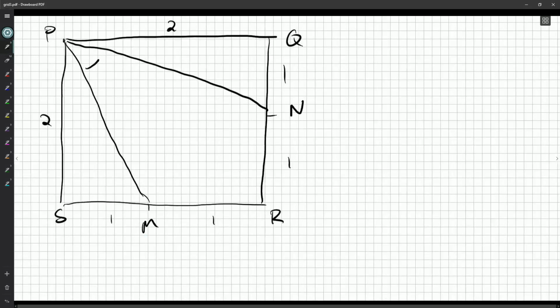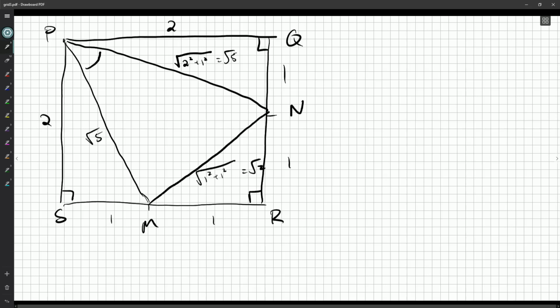Now, I want this angle up here. I want the cosine of this angle. That's what makes me think cosine law. But, oops, we don't have a triangle. Well, now we do. So, we could figure out the length PN, the length PM, and the length MN, all using these right angle triangles here. We've got a hypotenuse here, so this is going to be 2 squared plus 1 squared, square rooted, and that's going to be root 5. And this will also end up being root 5, and then 1 squared plus 1 squared, square rooted, for this hypotenuse, and that's root 2.